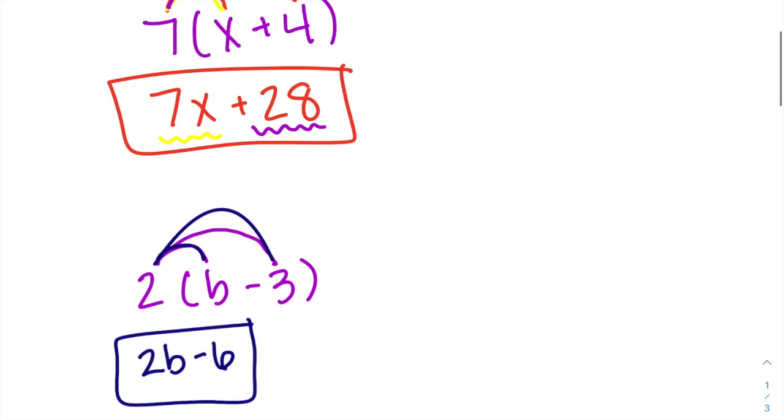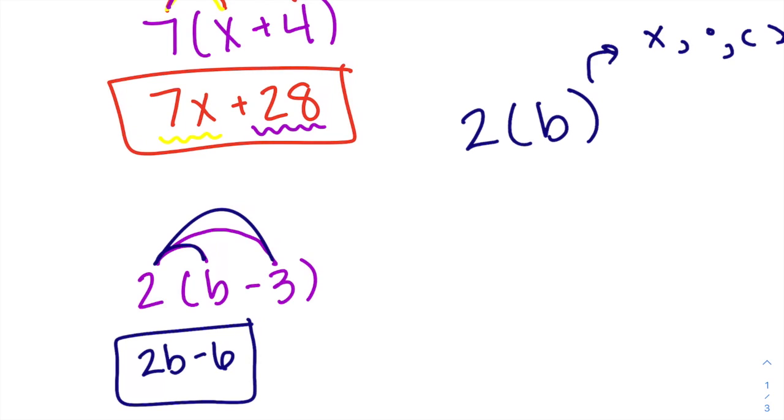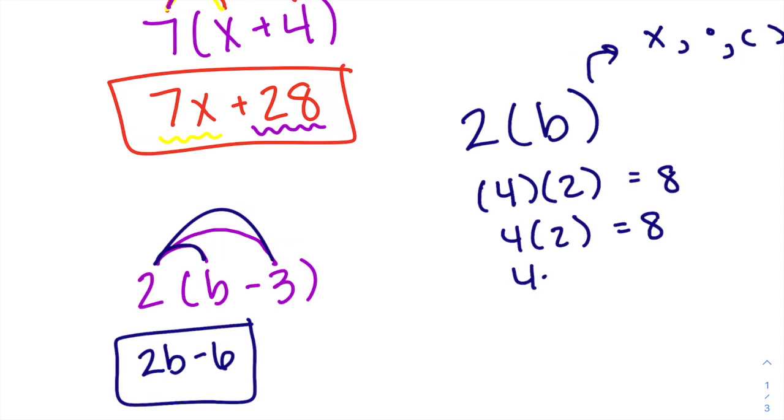Something that's interesting to note. What if I had 2 times b? The parentheses in this instance act the same as a multiplication sign. So parentheses are another way of writing out multiplication, meaning 4 times 2 can be written out like 4 in parentheses and 2 in parentheses right next to it, and that would be 8. Or 4 times 2 is 8. There's lots of different ways to show that you are multiplying things. You can use parentheses, you can use dots, you can use X's.